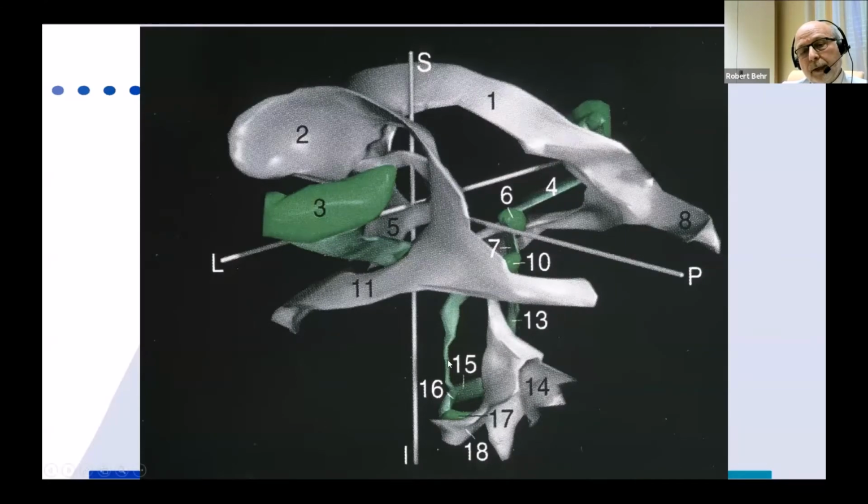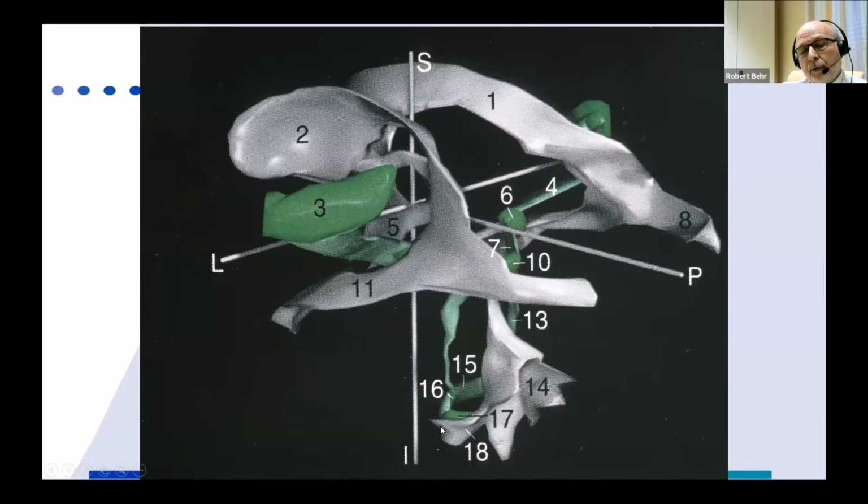You see here in green, this is a schematic picture of the hearing pathway. This is the cochlear nucleus. And in gray, you see the ventricular system of the human. And this here is the aqueduct, and here you see the fourth ventricle, and this is the lateral recess of the fourth ventricle, here the foramen of Luschka.